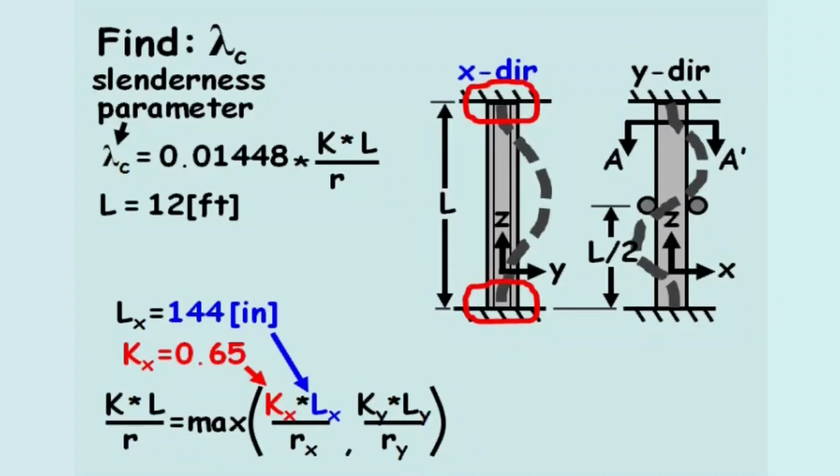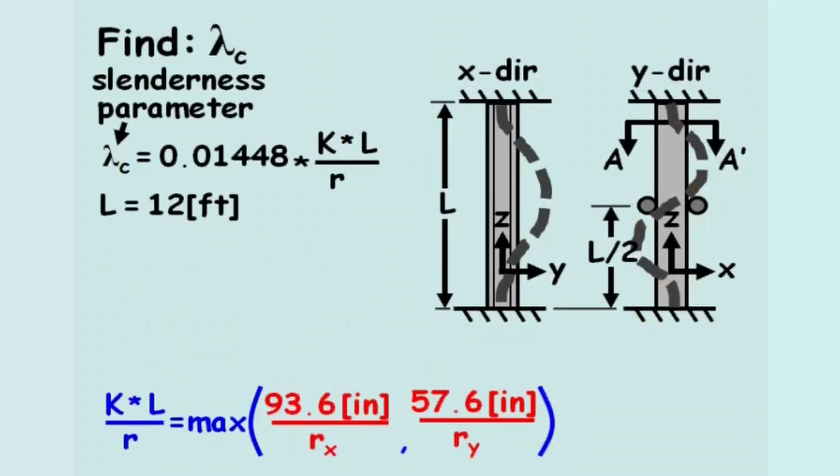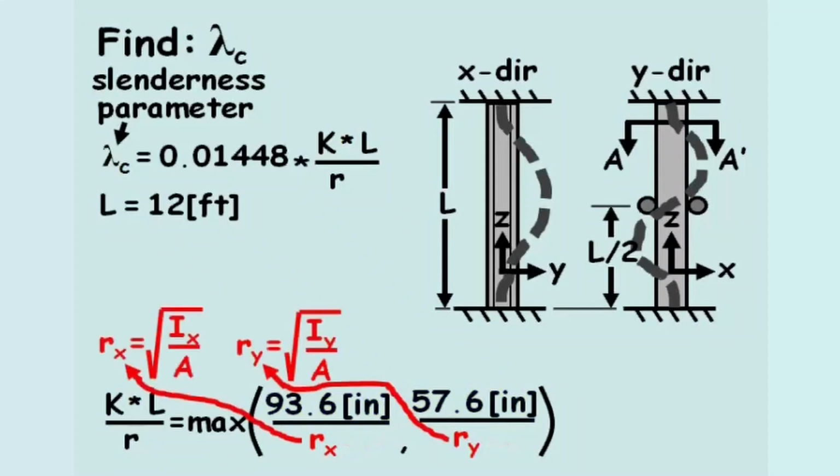The y direction is supported at L over 2 with a pin or roller connection. Therefore, Ly equals L over 2 or 72 inches. And fixed pin end connections have an effective length factor of 0.8. After simplifying these quotients, the last variable we need to solve for is the radii of gyration, Rx and Ry, where the radius of gyration equals the square root of the area moment of inertia divided by the area.